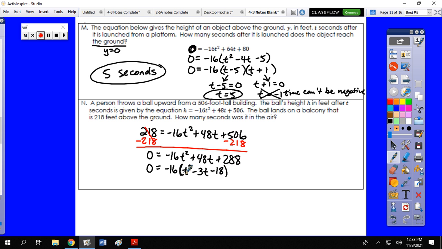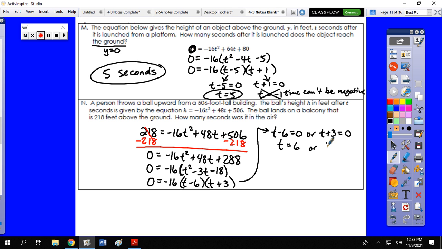Again, that trinomial, t squared minus 3t minus 18, would factor again. Numbers that multiply to negative 18 and add to negative 3 would be t minus 6 and t plus 3, which means you're looking at t minus 6 equals 0 or t plus 3 equals 0, which gives you your solutions of t equals 6 or t equals negative 3. Now again, we're going to throw out the negative answer because in the context of the problem, time cannot be negative. So the answer here would be 6 seconds.